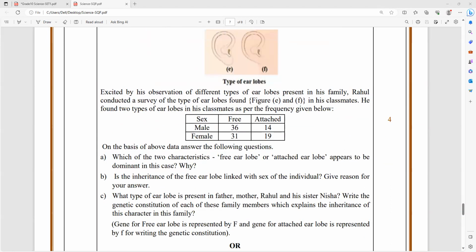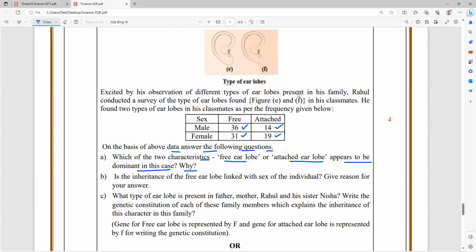Male: free earlobes is 36 and attached earlobes is 14. Female: free is 31 and attached is 19. So on the basis of the above data, answer the following questions. Which of the 2 characteristics, free earlobe or attached earlobe, appears to be dominant in this case and why?